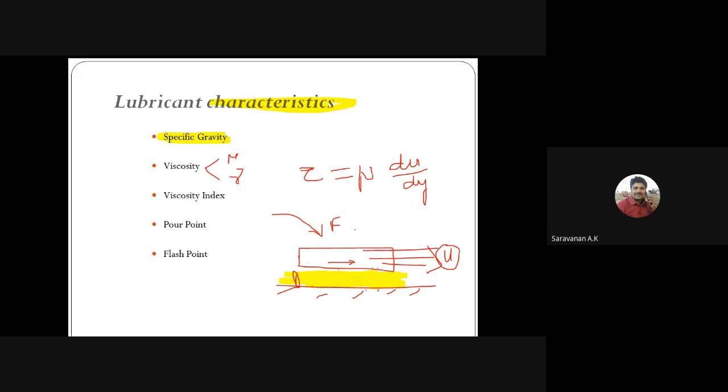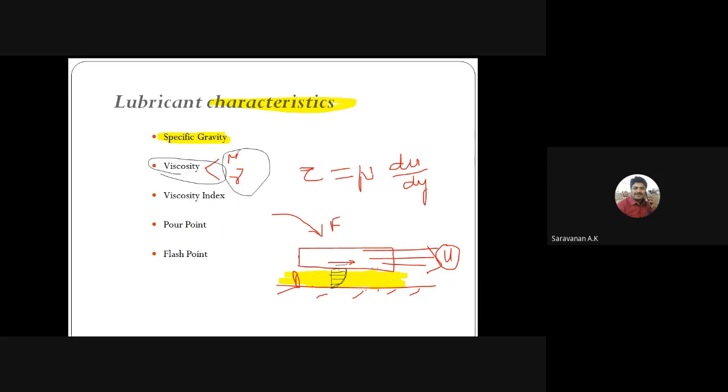While it moves in a smooth manner, how will the curvature be? It will be like this. The velocity profile will be like this. Here the velocity will be high and it will be zero at the mating surface. So viscosity is a very important one for lubricating purposes, whether it is a liquid or a gas.